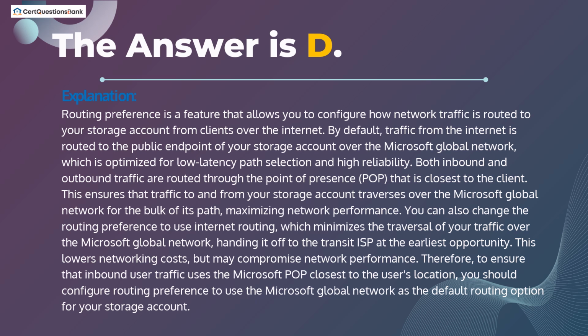You can also change the routing preference to use Internet routing, which minimizes the traversal of your traffic over the Microsoft Global Network, handing it off to the transit ISP at the earliest opportunity. This lowers networking costs, but may compromise network performance. Therefore, to ensure that inbound user traffic uses the Microsoft POP closest to the user's location, you should configure routing preference to use the Microsoft Global Network as the default routing option for your storage account.